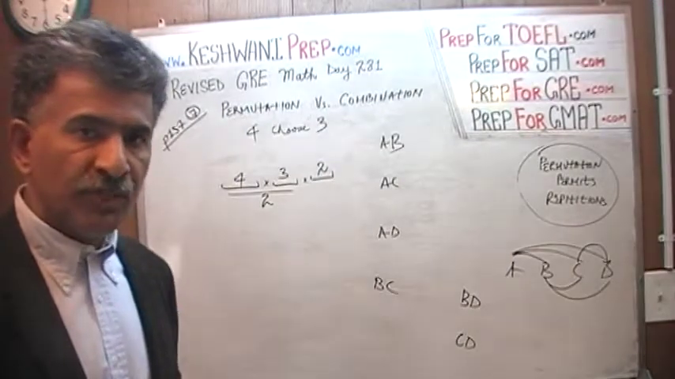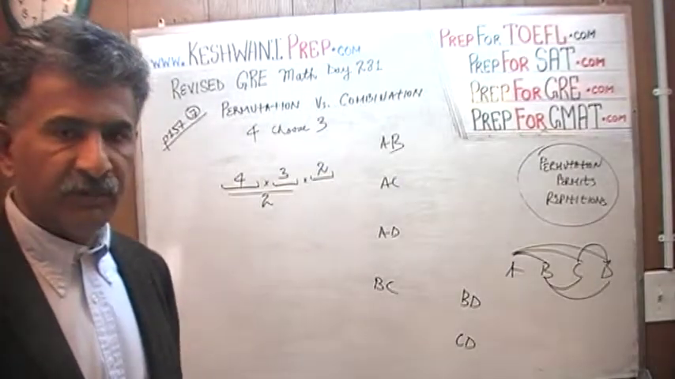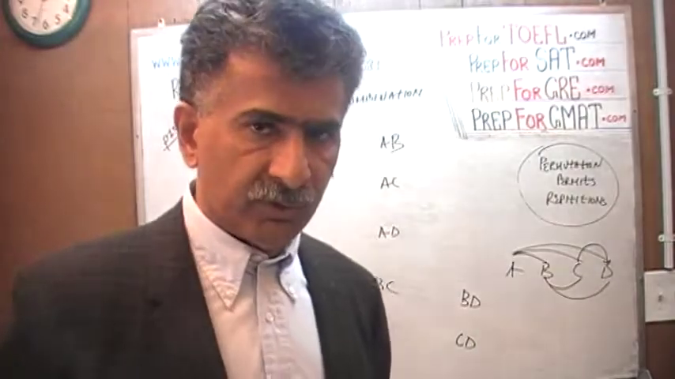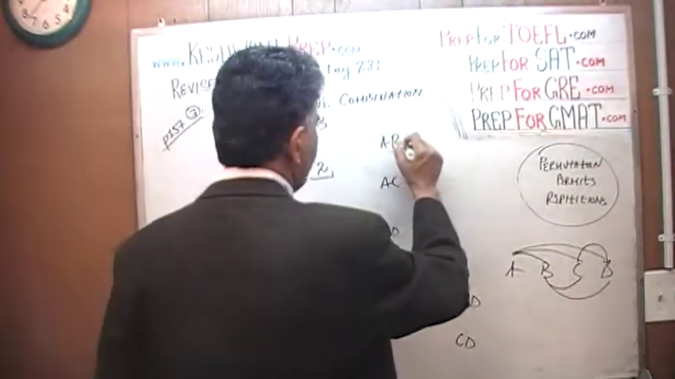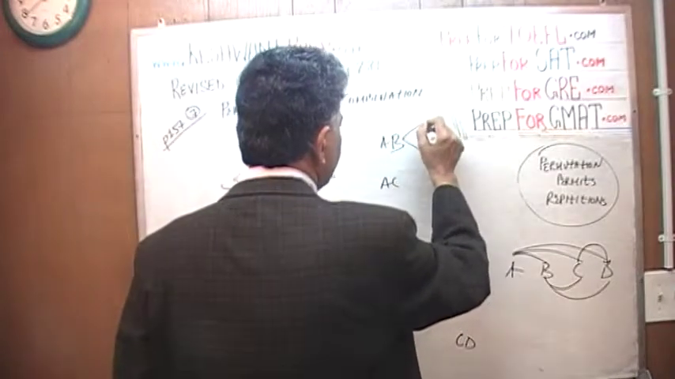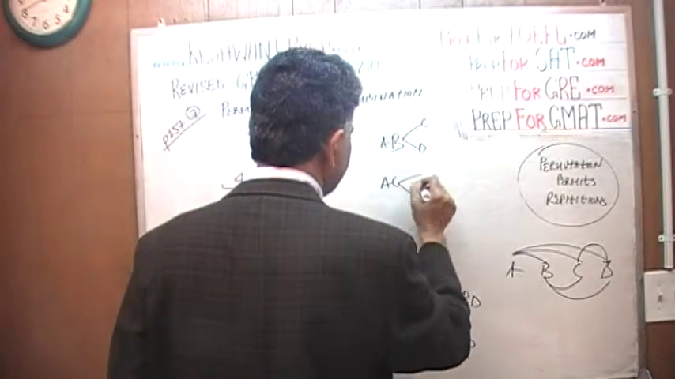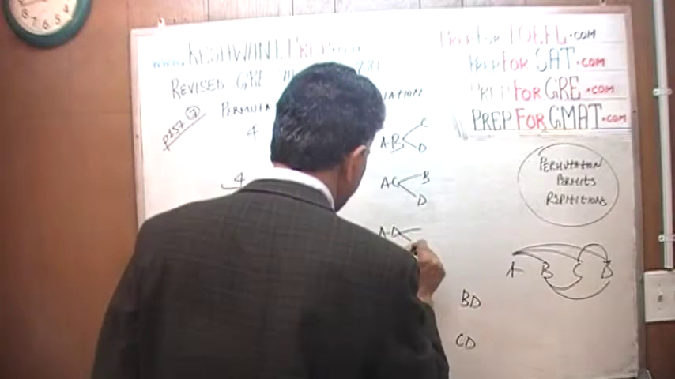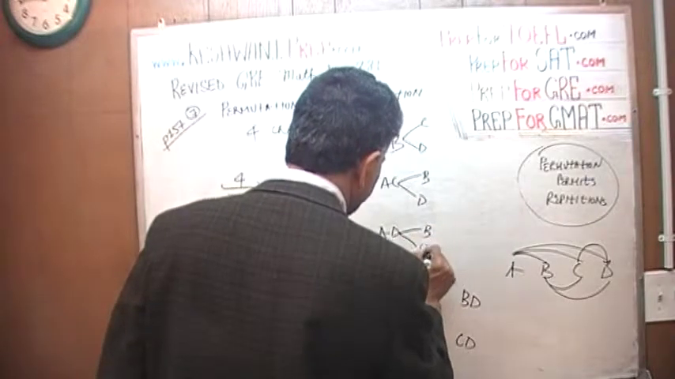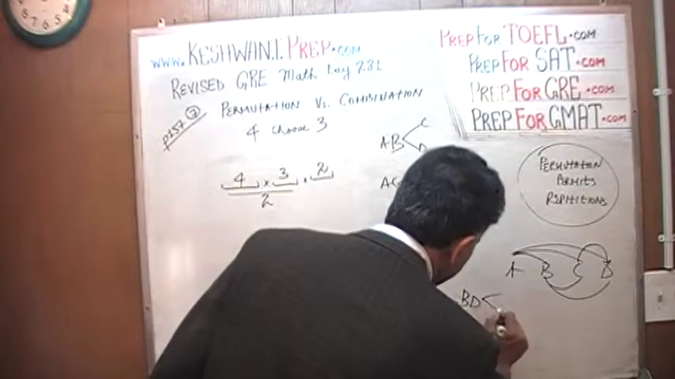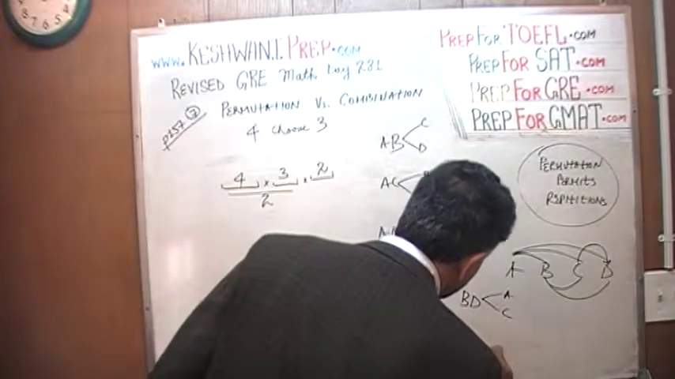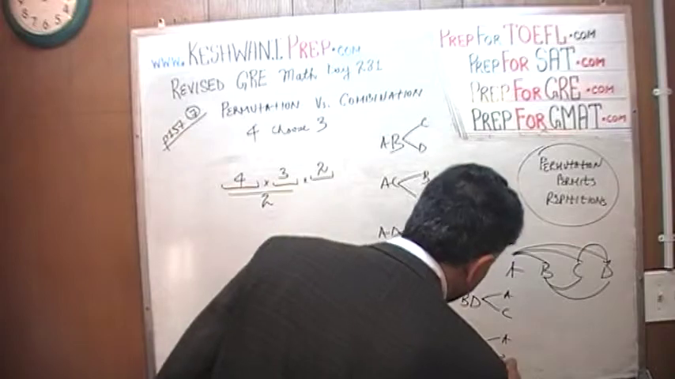Now we're ready to pick the third person. And watch what happens. Pay close attention, and we'll see what happens when we pick a third person. We either have A, B, and then we have C or D. We have A, C, we have B or D. We have A, D, we have B or C. We have B, C, we have either A or D. We have B, D, we have either A or C. And we have C, D, we have either A or B.